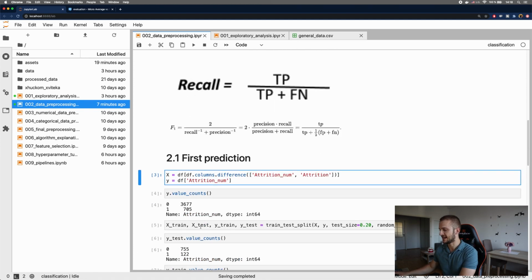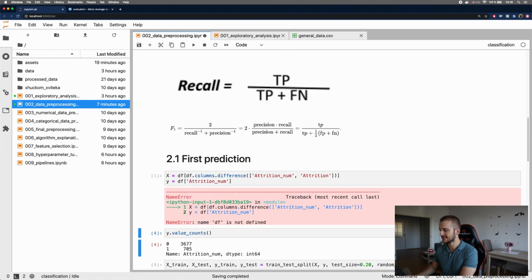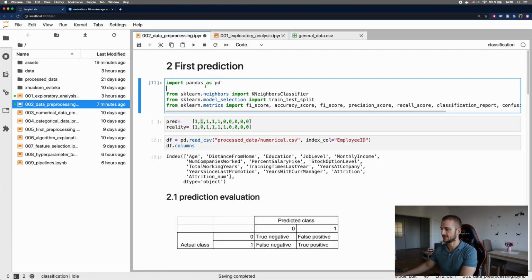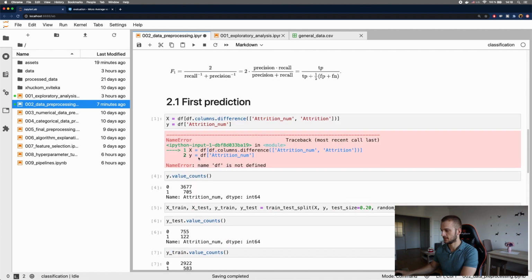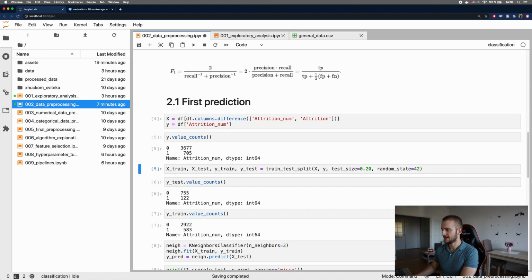If you look inside here, by running these, I need to run everything at the start. Yeah, we can ignore this one. And here, by running these, you can see that we have 3,677 cases where the attrition is equal to 0 and 705 cases where the attrition is equal to 1.